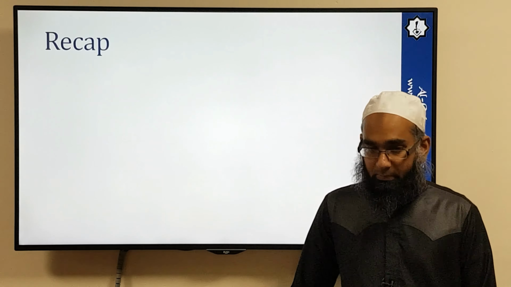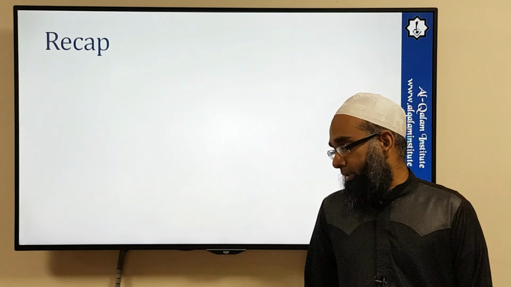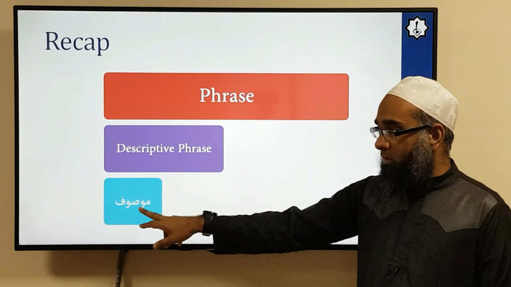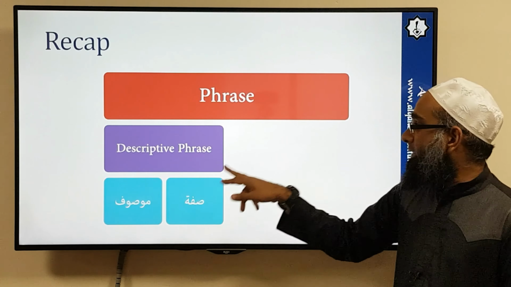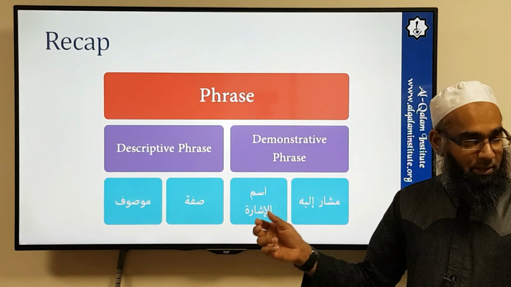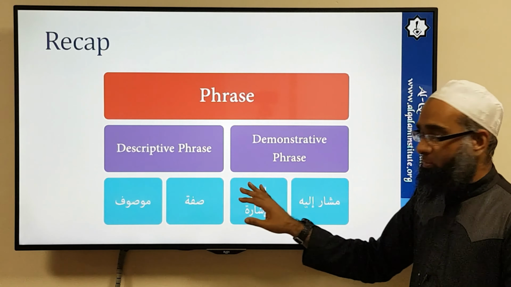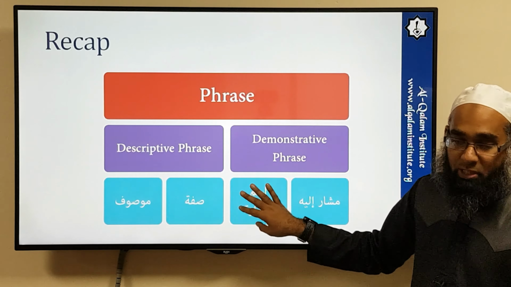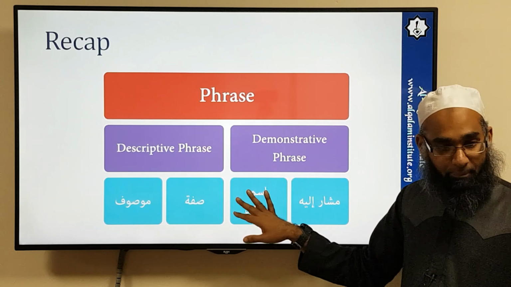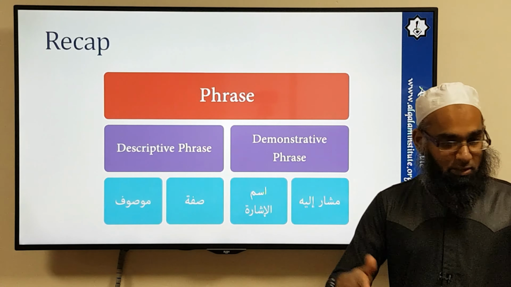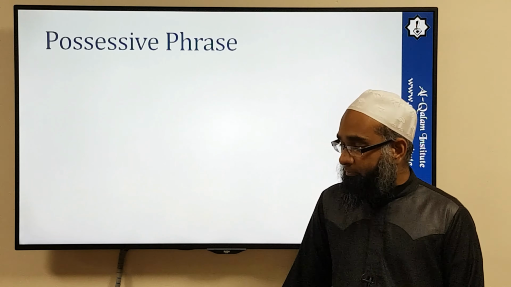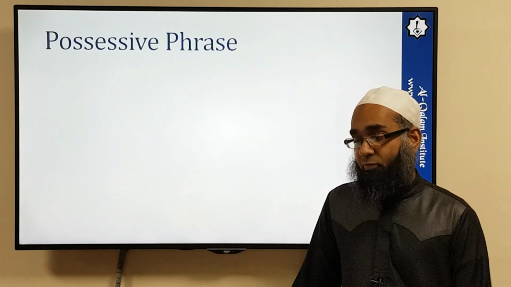So we're discussing phrases, and before we go on to the next phrase, a brief recap again. We have phrases, and the phrase we discussed was the descriptive phrase, which is made up of what? Mawsoof and sifa. And the second phrase was the demonstrative phrase, which is made up of ismul ishara and musharun ilay. The point we mentioned yesterday was that every ismul ishara does not have to have a musharun ilay. You can use the ismul ishara independently, and if the word after has alif lam, that becomes the musharun ilay. This is good, or this pen is good. You can use either.